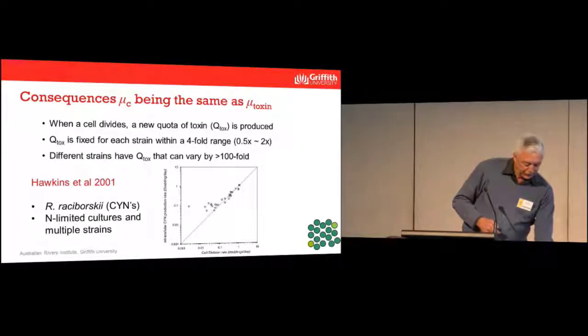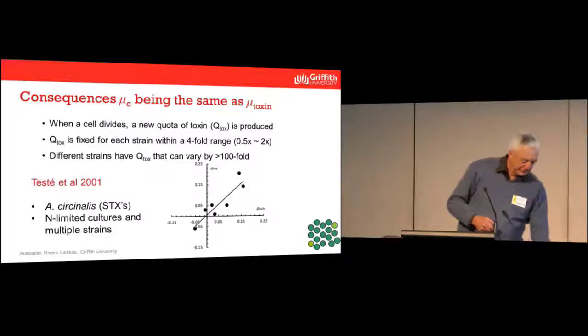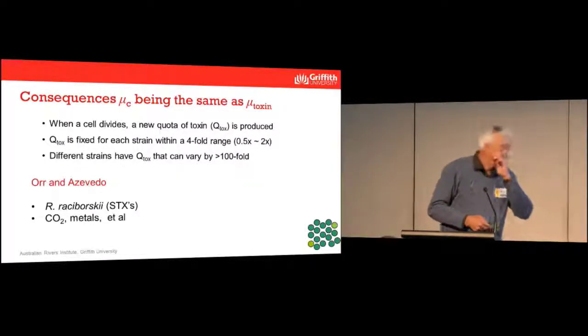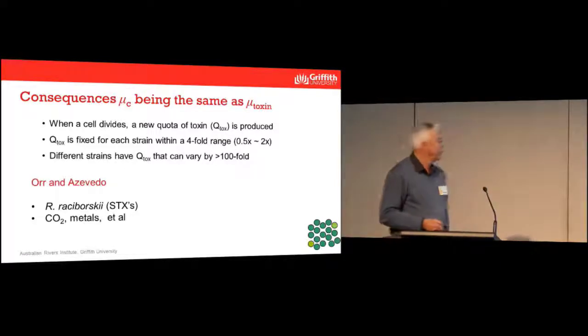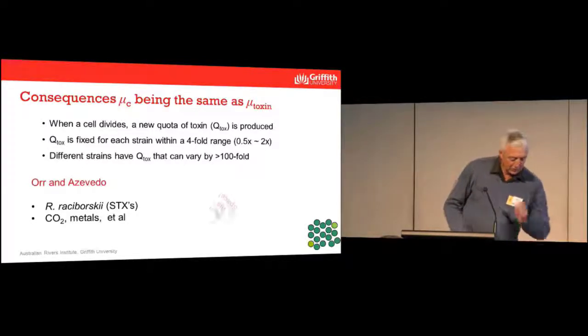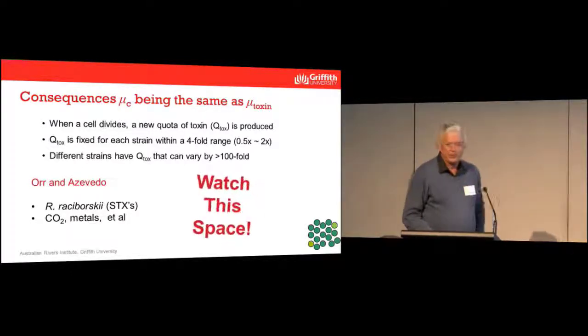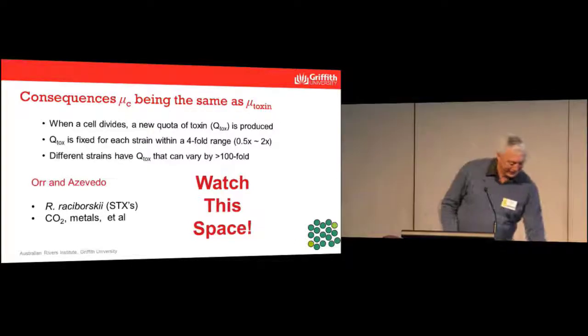Peter Hawkins, again with Cylindrospermopsis, again a 1-to-1 correlation. And the only one that we really haven't talked about is Raphidiopsis raciborskii and production of saxitoxins in relation to CO2, metals and a whole range of other things that we might want to look at. All I can say about that is watch this space, because we're now working on that.